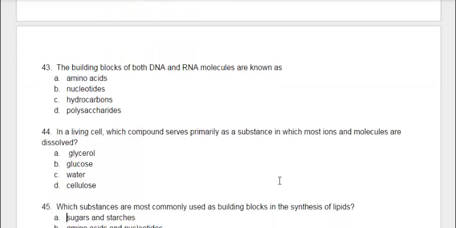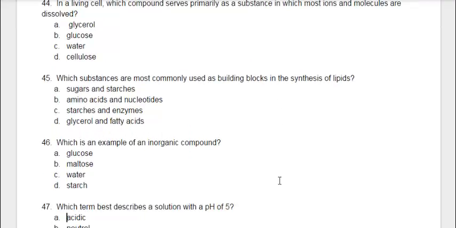43. The building blocks of both DNA and RNA molecules are known as A. Amino acids, B. Nucleotides, C. Hydrocarbons, D. Polysaccharides. 44. In a living cell, which compound serves primarily as a substance in which most ions and molecules are dissolved? A. Glycerol, B. Glucose, C. Water, D. Cellulose.